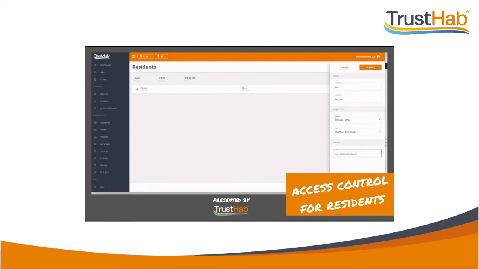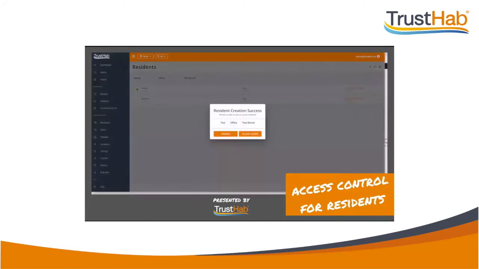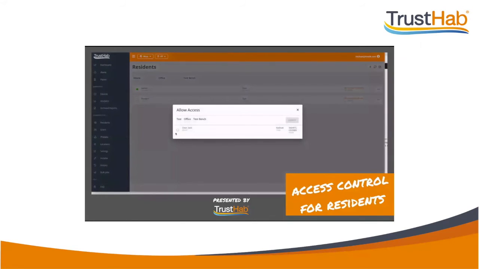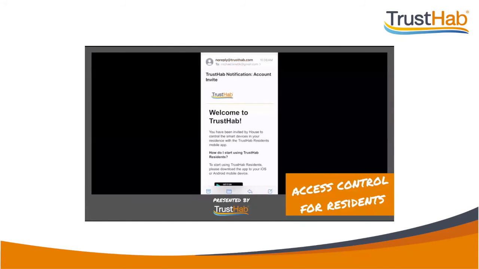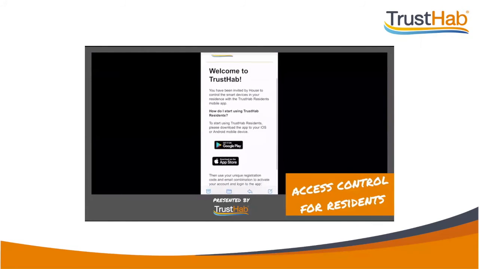When you create their account, you also enter an email for each resident. When you assign access to a unit with a lock, you'll get this additional prompt to grant the newly created resident access as well. Once you create the resident and accept the prompt, they'll get an email to activate their TrustHab residence account. If they were assigned to a unit with a lock controlled by TrustHab, they'll get another email with their PIN code for the lock.